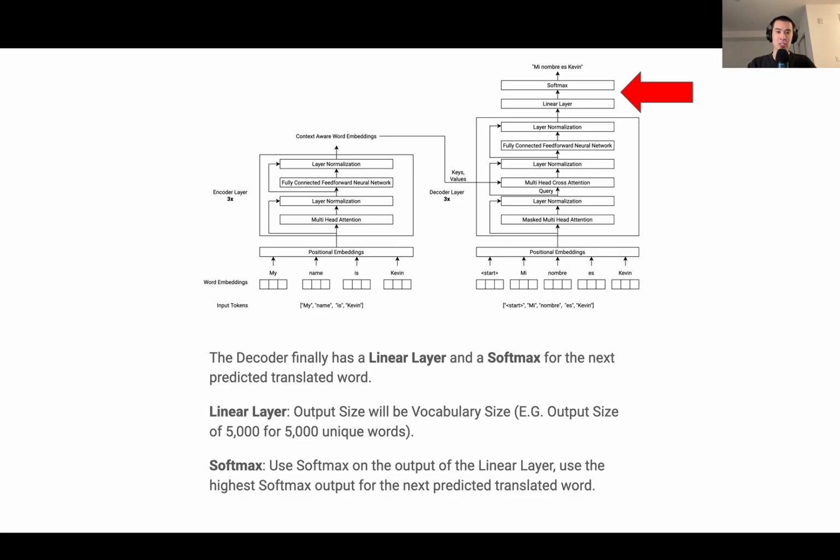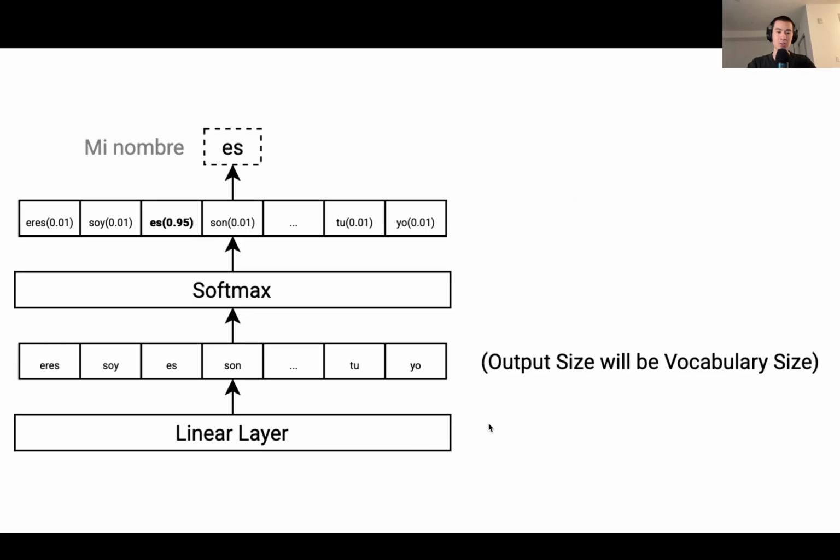In the next slide, let's zoom in on this softmax linear layer part. So we have a linear layer where the output size will be the vocabulary size. So maybe the vocabulary could be like eres, soy, es, son. And maybe the last two words are tu and yo. This goes through a softmax, which gives the highest probability to the word es. And so that's our next predicted translated word in our translation. Mi nombre es, because of the highest probability right here.